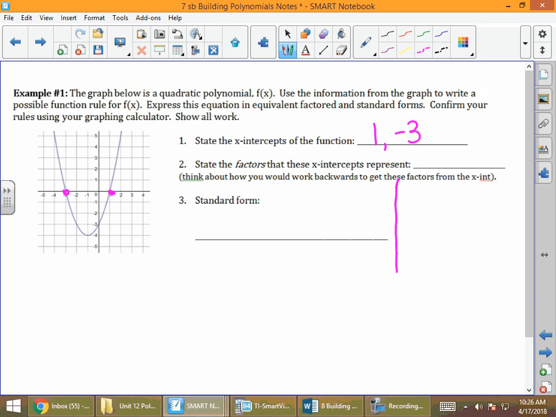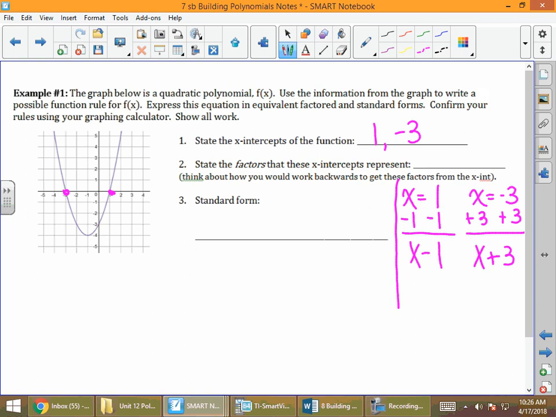And on your paper, you might want to do what I just did, which is put a line there. Because now we want to come up with the factors. Some of you are going to need to do this step, and some of you are not. But what we have here is x equals 1, and x equals -3. To get this back in factored form, we're working backwards. We subtract 1 from both sides, and we get x minus 1. We add 3 to both sides, and we get x plus 3.